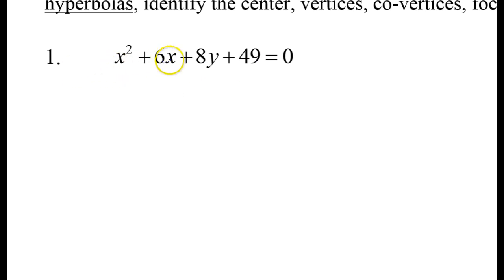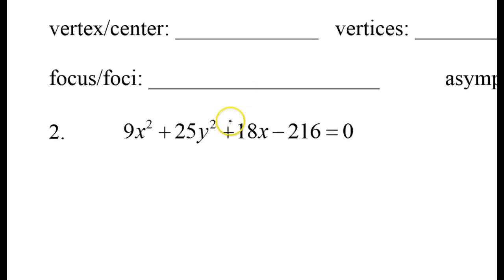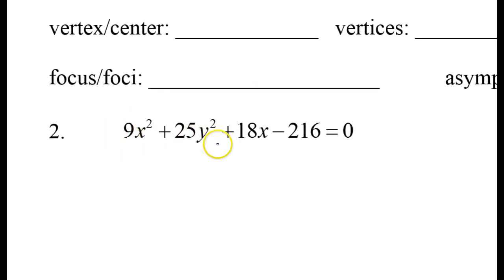For problem number 1, as soon as I see that only one variable is squared, I know that this is a parabola. So number 1 is a parabola. On this one, I see that both variables are squared, so it's not a parabola. I see that both coefficients have the same sign, so it's not a hyperbola. So that means it's either a circle or an ellipse. Because the coefficients are different, that makes it an ellipse. If it were a circle, these would both be 9, or they'd both be 25. So I know this is an ellipse.